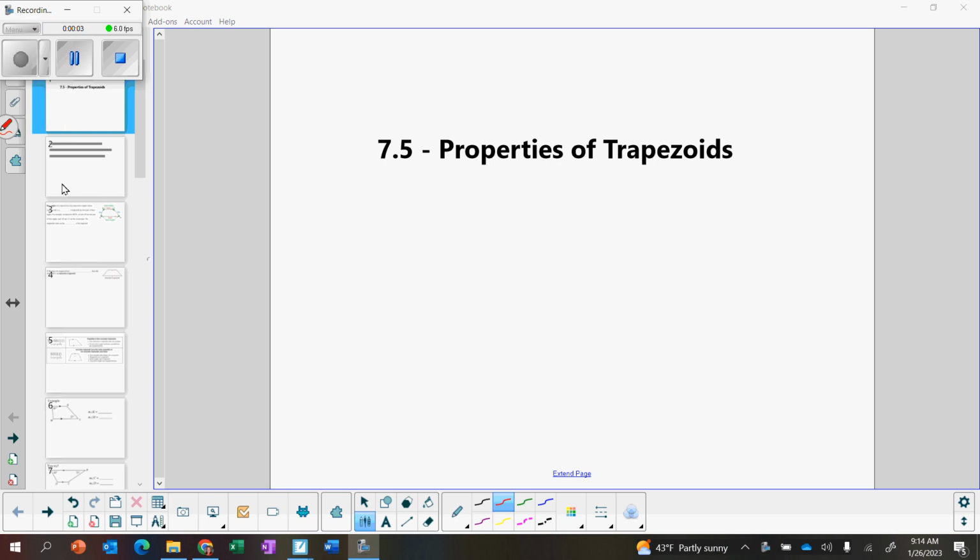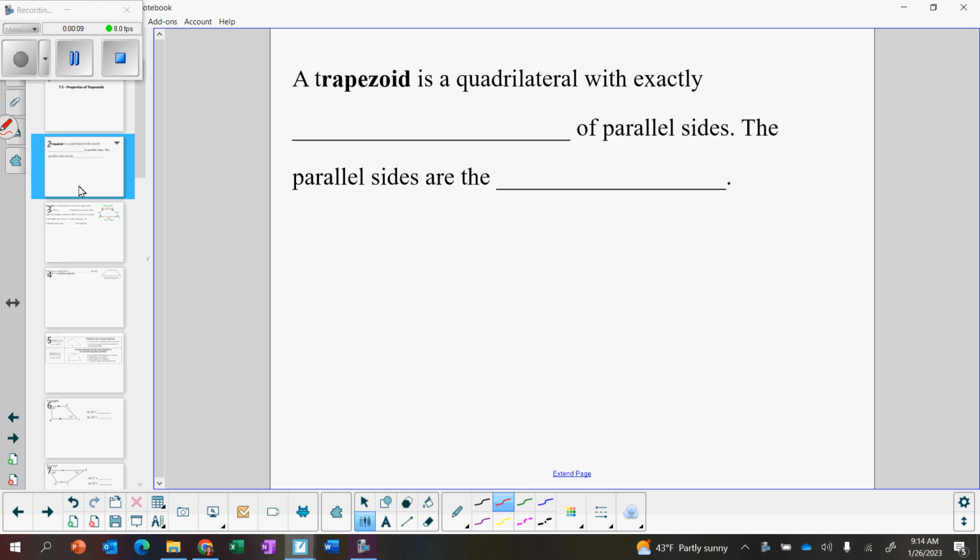This is the first day of section 7.5. We're going to talk about the properties of trapezoids. So a trapezoid is a quadrilateral with exactly one pair of parallel sides. All right, the parallel sides are called the bases.